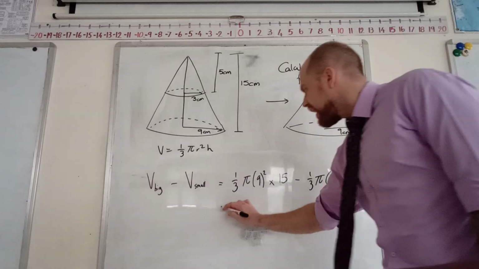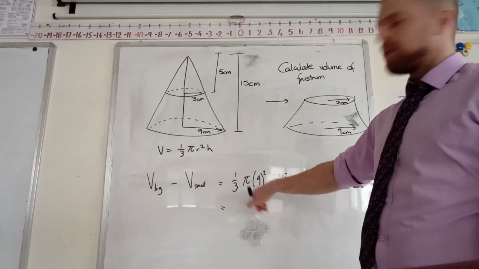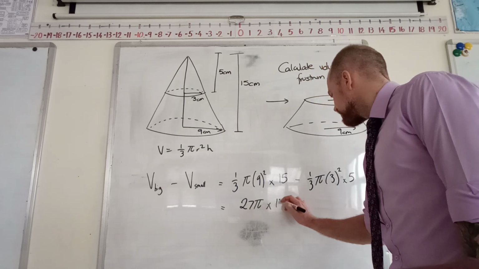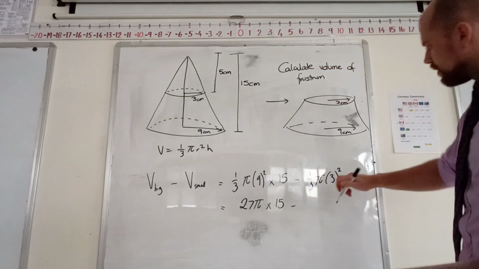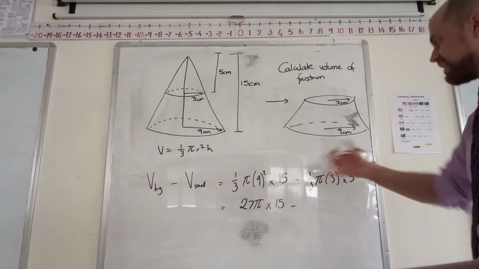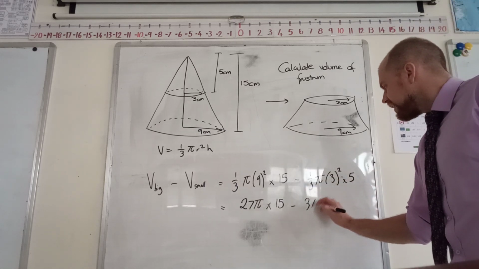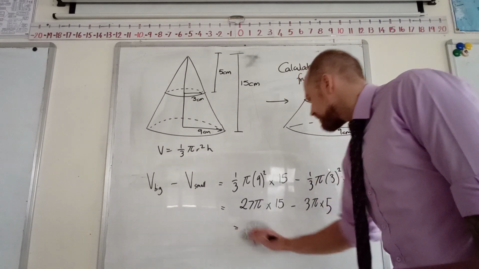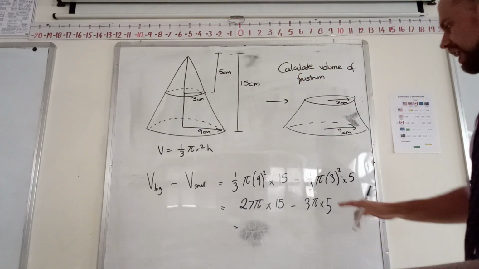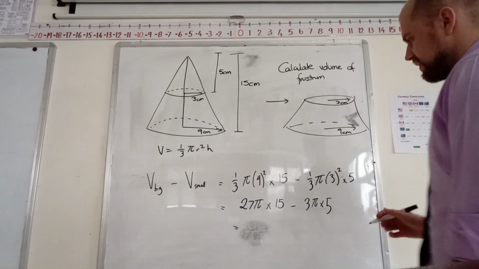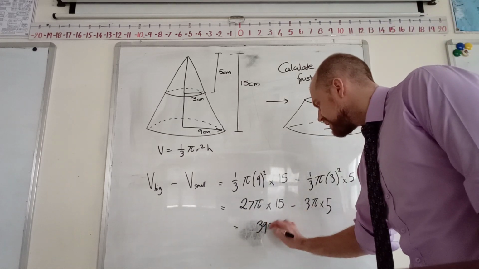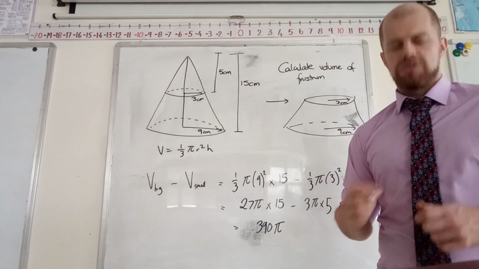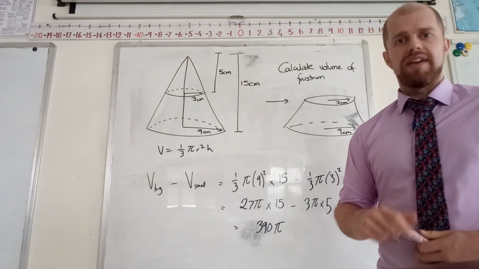Playing around with it, you get 27, so 9 squared is 81, divided by 3 is 27. I have 27 pi times by 15, and I will subtract off 3 squared is 9, divided by 3 is 3, or the indices cancel. I get 3 pi times by 5. So I have 27 pi times 15, take away 15 pi, it effectively gives me 390 pi, which you can put in your calculator and give to a relevant degree of accuracy if it asks for it.